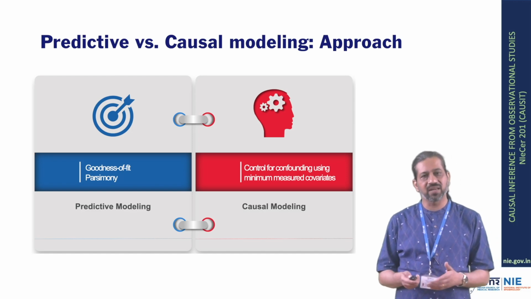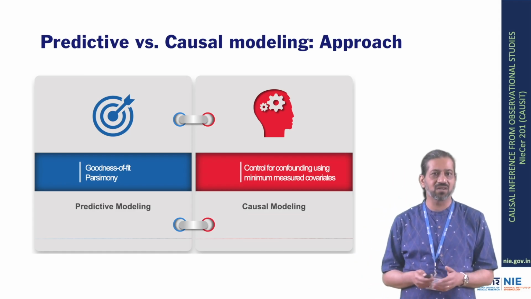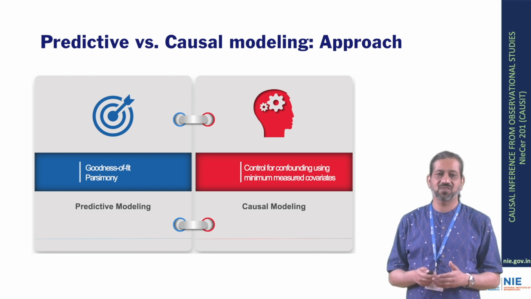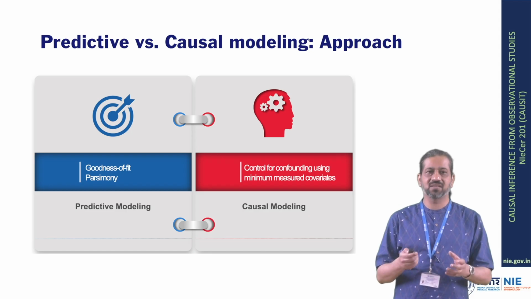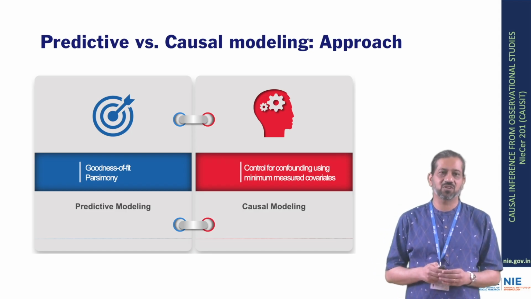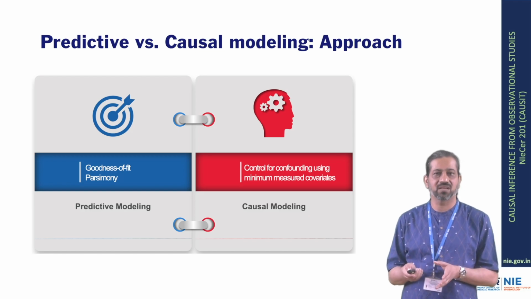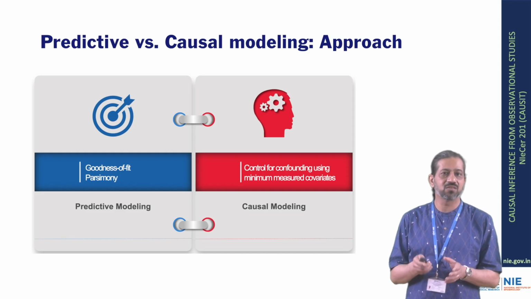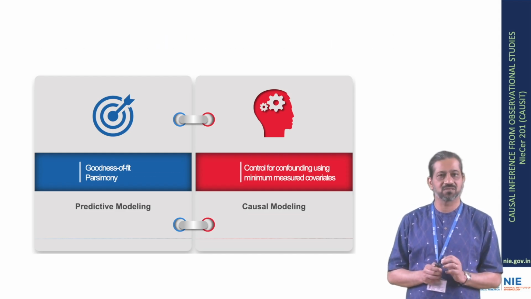In predictive modeling, we are basically concerned about the goodness of fit of the model and make sure that our model is parsimonious, which means we are using the minimum set of covariates to get the best fit model for the predictive modeling. However, the approach in causal modeling is different. We want to control for confounding using the minimum set of covariates or confounders.